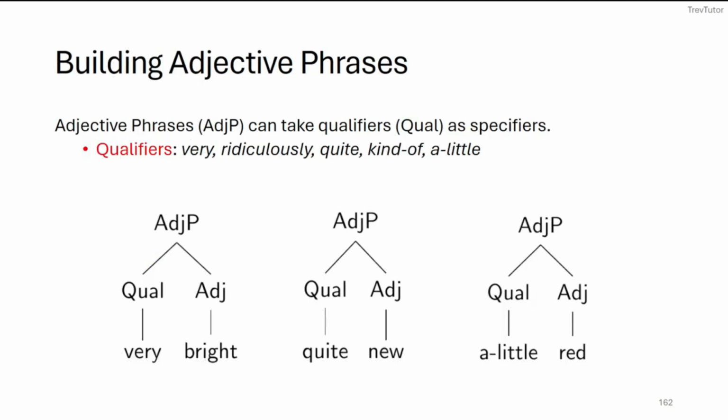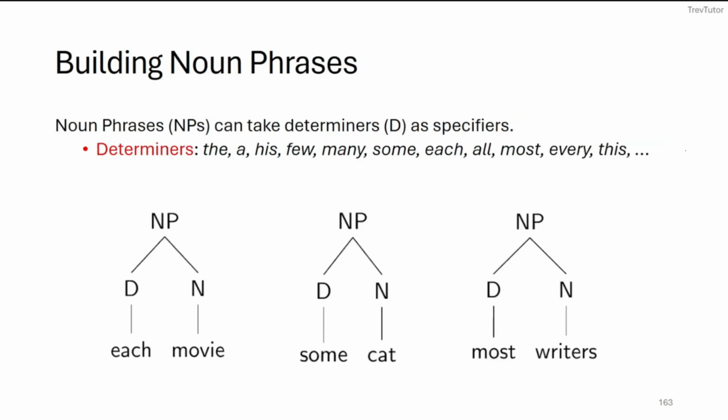So we'll start with adjective phrases. And basically, every single adjective is going to build into an adjective phrase. Now, we can modify them with qualifiers as specifiers. So qualifiers would be words like very, ridiculously, quite, kind of, a little. These are words that specify how adjective or how adverb something has happened. So how red is it? How new is it? How bright is it? When we replace a word like, oh, very, or it's quite new, or it's a little red, these answer how. So these are qualifiers for adjective phrases.